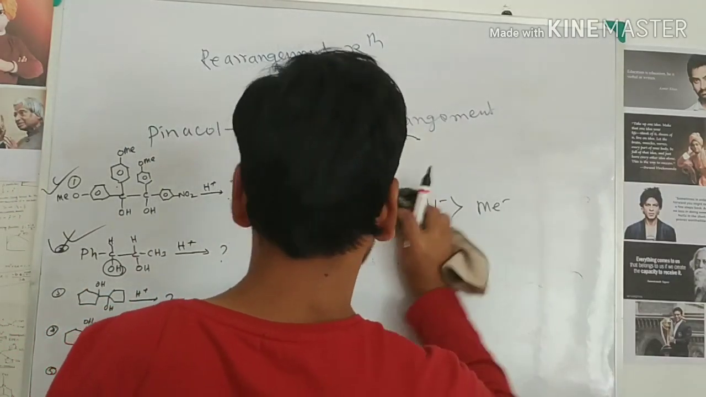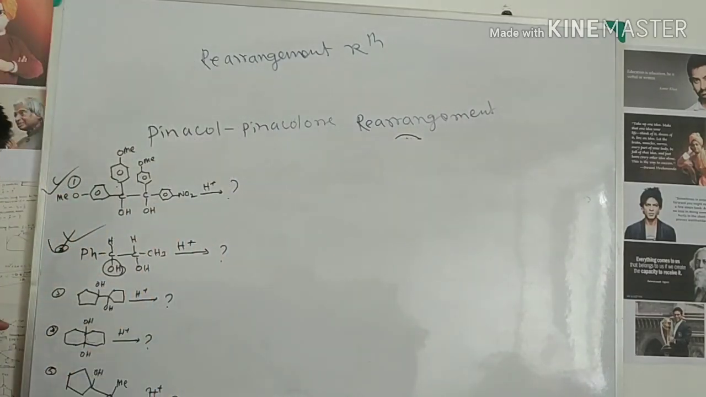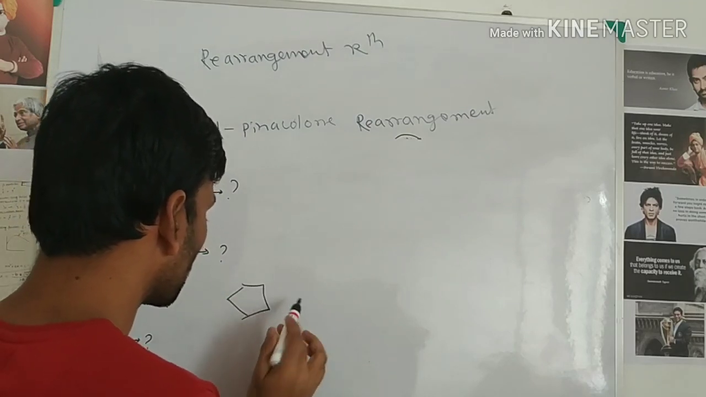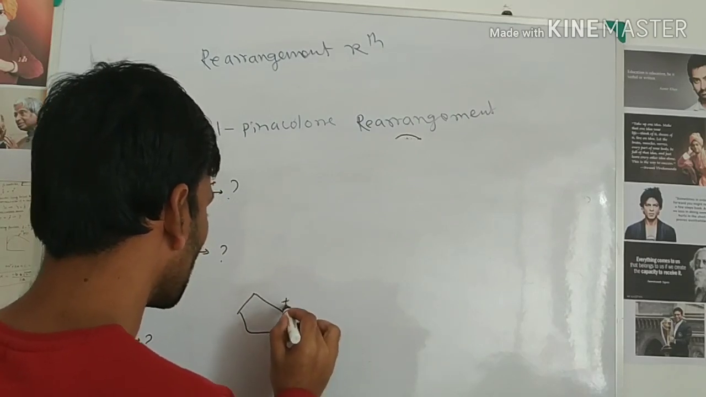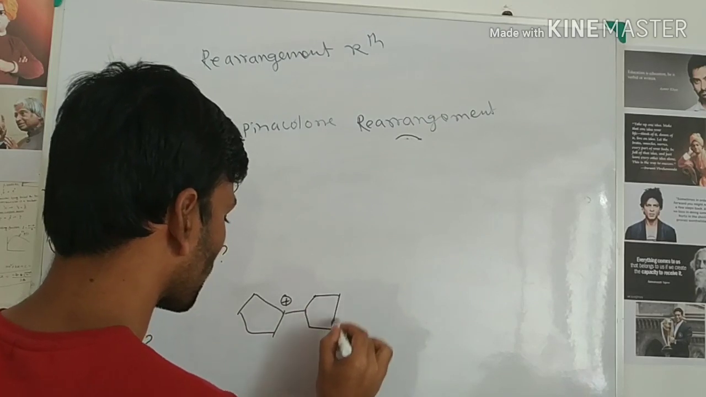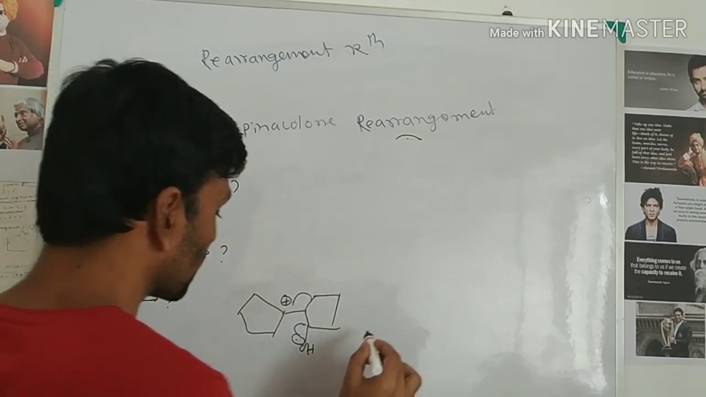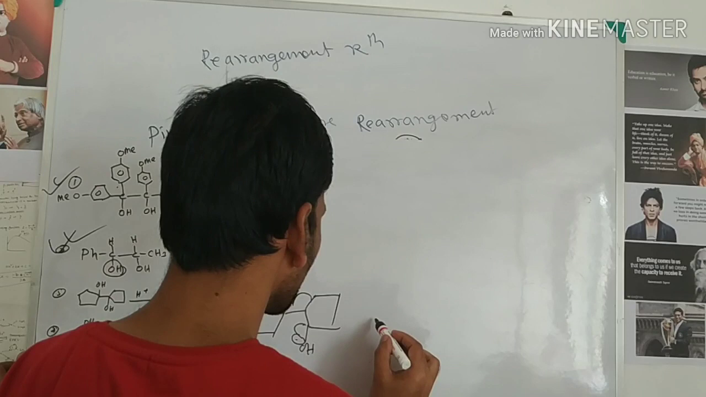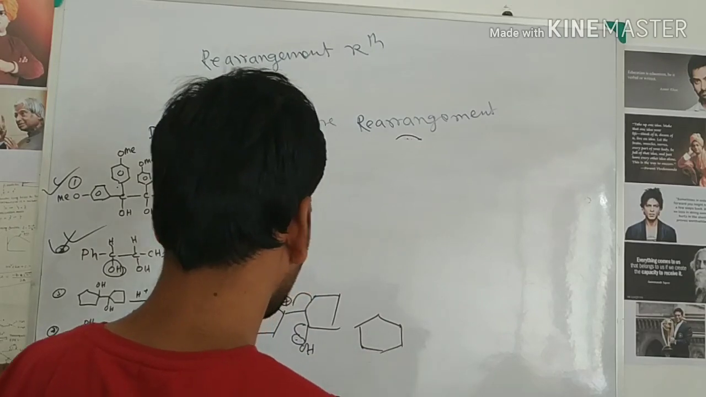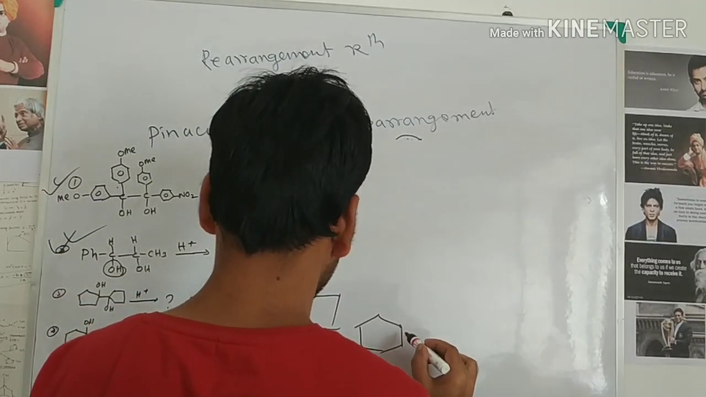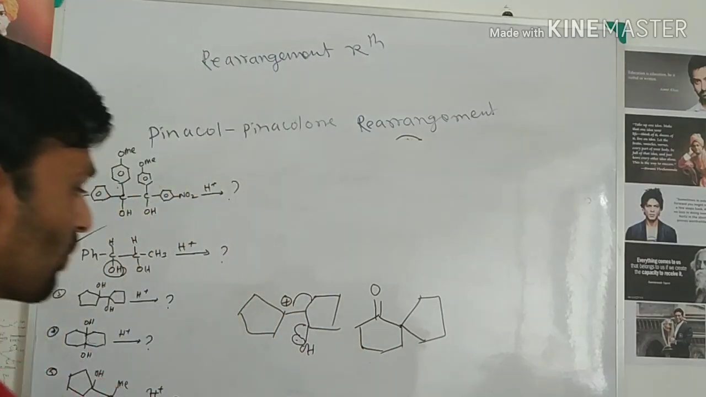Now the third one. The hydroxy groups are symmetrical, so any of these is protonated and this bond shifts here, and this is formed. This is the final product of this reaction.